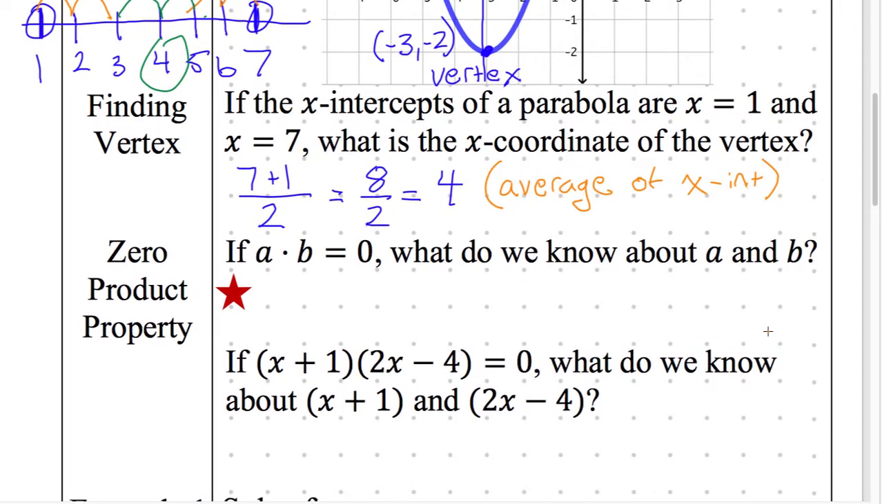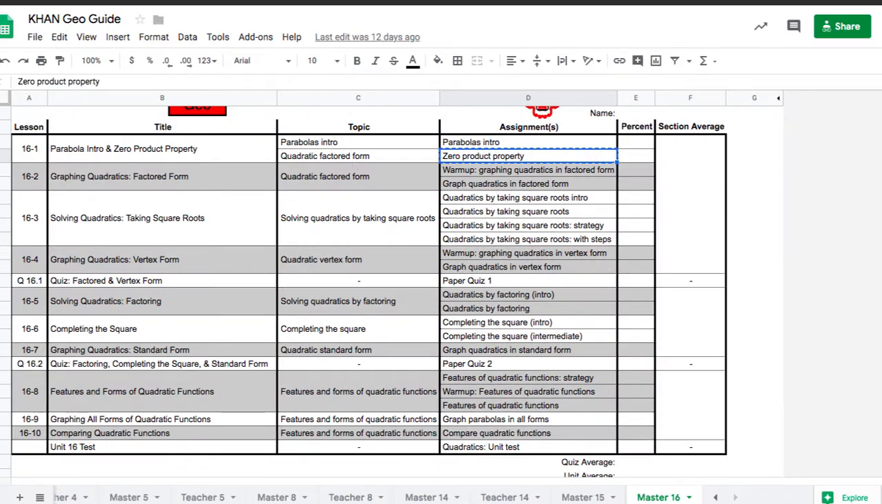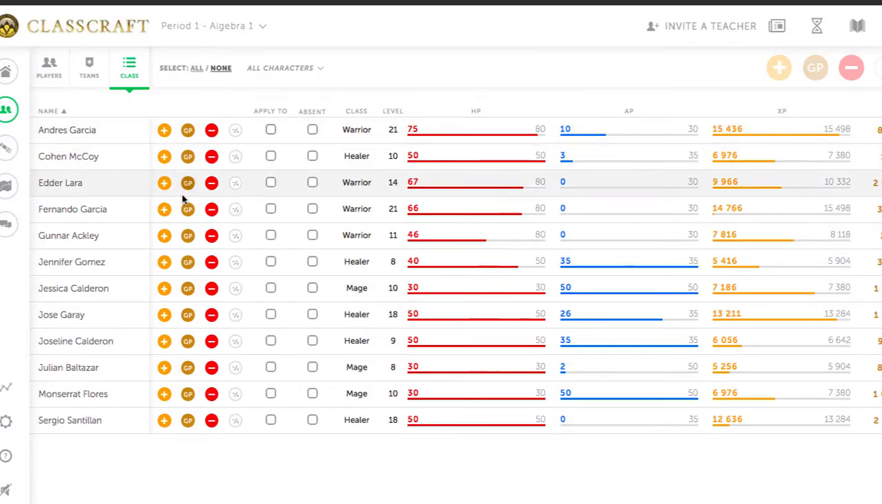All right, the main thing that I want to take away from today isn't the vertex, it's actually the zero product property. So I'm waiting for people to finish writing, and I guess I should come back here and start keeping track of who has participated so far.